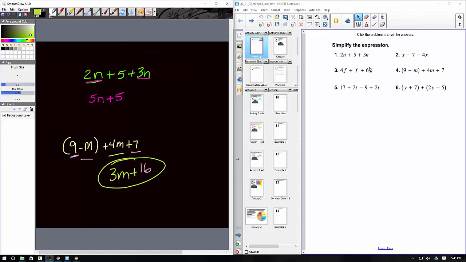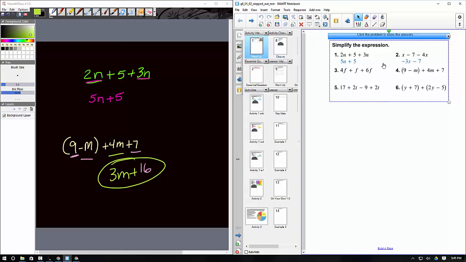So I want you to pause this and try figuring out the rest of these. Perfect. Now give it a try. Let's see how you did. So 5n plus that, we have negative 3x. 3m plus 16, which is the one I showed you here. And right there. So hopefully this makes sense to you. Make sure to come on in and get extra help if you're still struggling with this.